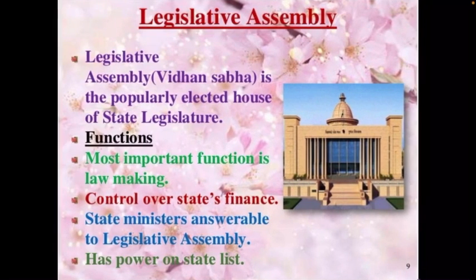The Legislative Assembly is the popularly elected house of the state legislature. That means people are electing their representatives. And the function of this assembly is lawmaking. It is the most important function of this legislative assembly. Secondly, control over the state's finance, where the money, how much money is being used in which area. Then, state ministers are answerable to the legislative assembly, and it has power over the state list.